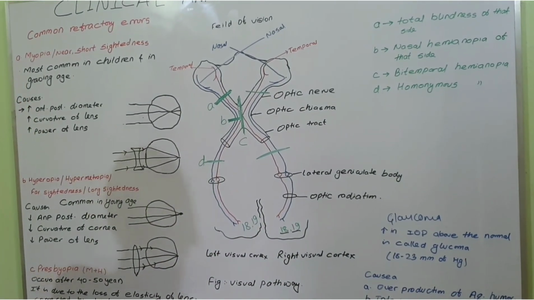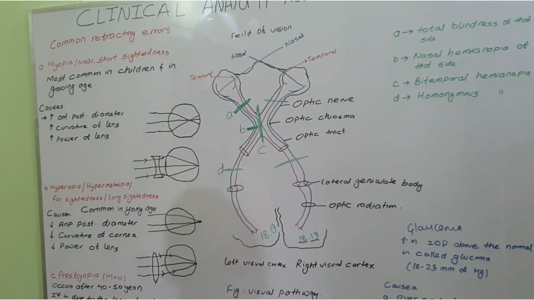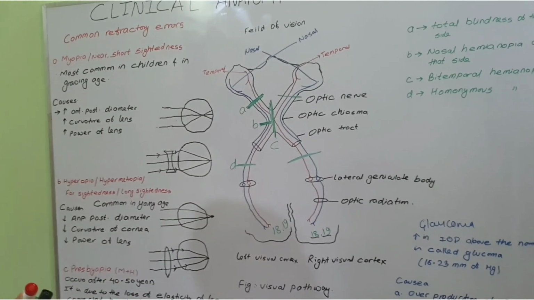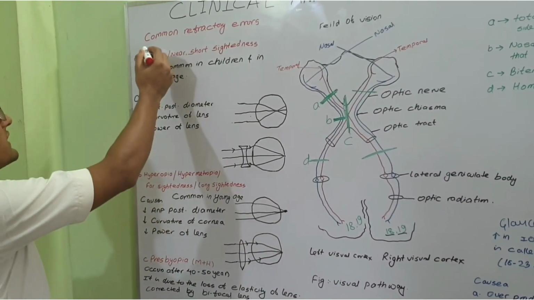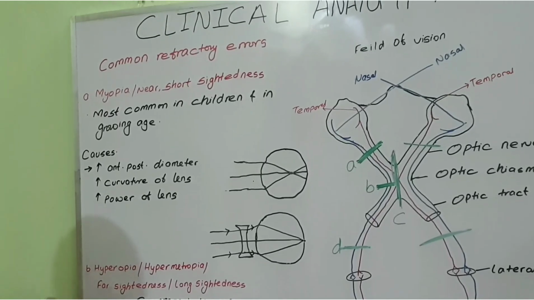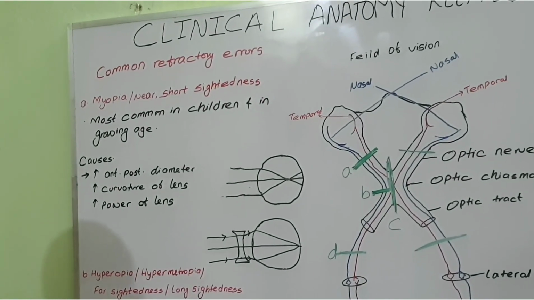Now let us discuss the common refractive errors. What are the common refractive errors? Mainly the common refractive errors are myopia, hypermetropia, presbyopia, and astigmatism.